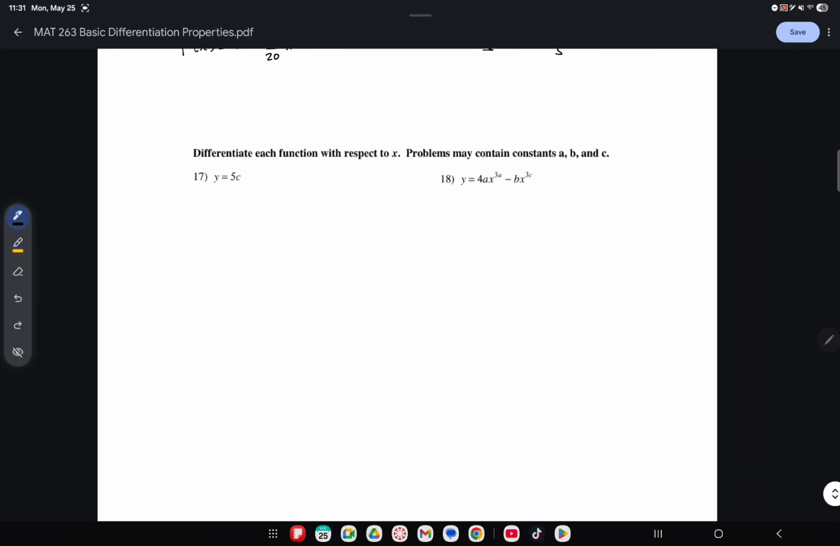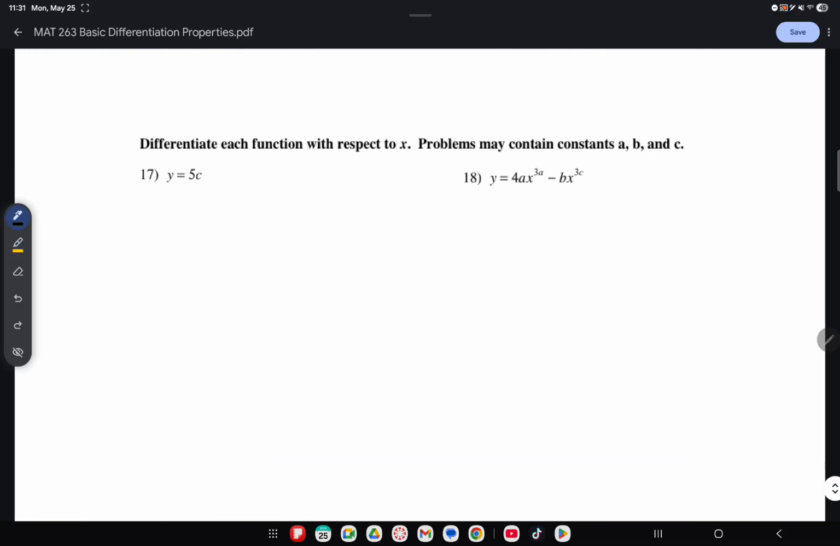All right, I think these are the last two here. Differentiate each function with respect to x. Problems may contain constants a, b, and c. So this is all with respect to x. So 5c, c is just a constant, so y prime is actually 0.